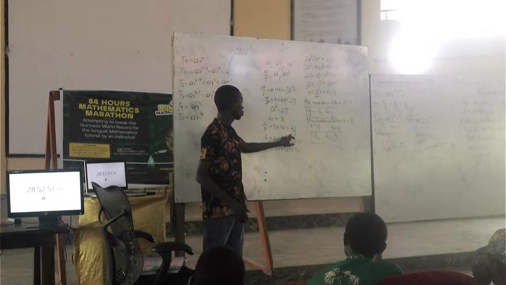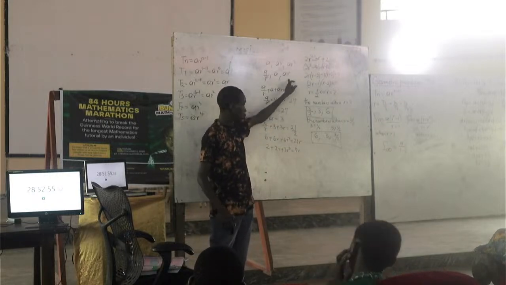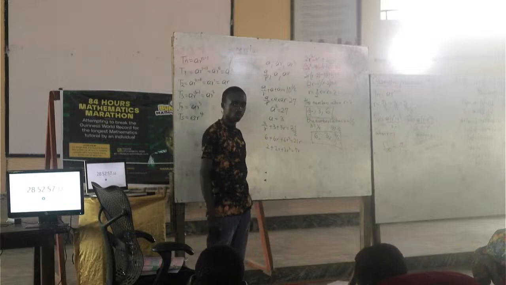One over 2. I changed this one here to an improper fraction. 2 times 10 is 20 plus 1, 21 over 2. And I multiply, yes sir?